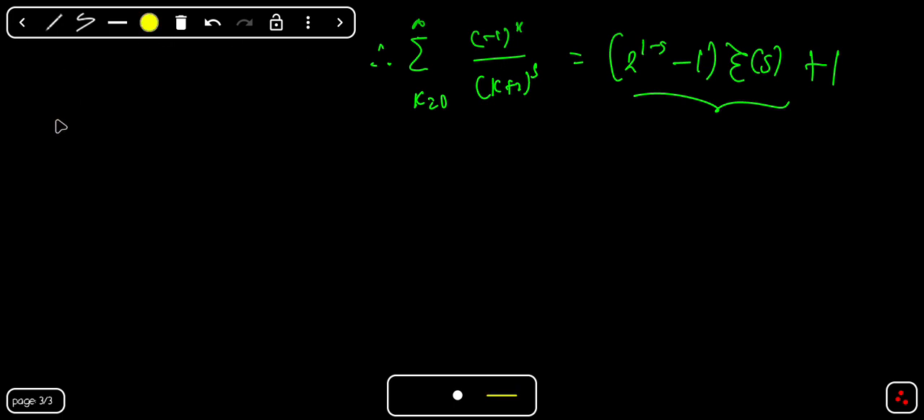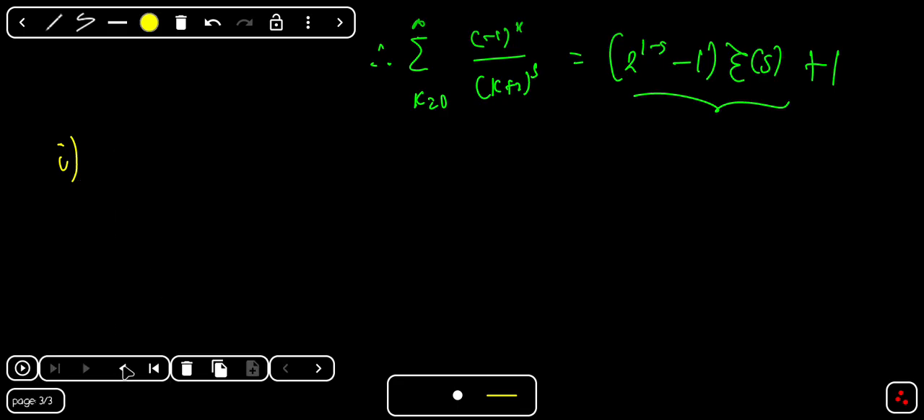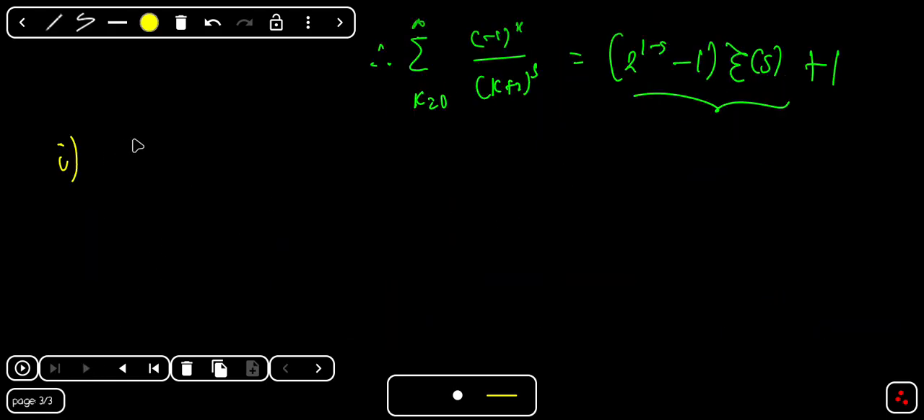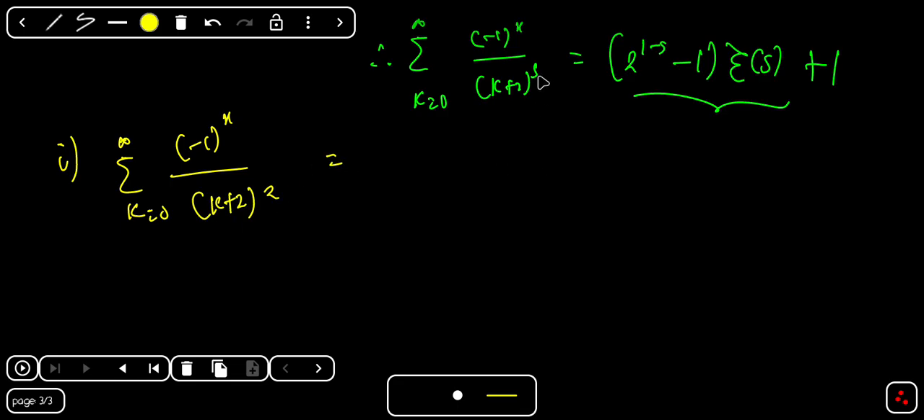All right, we have some additional problems. The first one, let's check. I'm going to solve the first one, then I'll leave the second one as an assignment for you guys to try. Okay, so we have the sum of k from 0 to infinity of minus 1 raised to the power of k, then over k plus 2, then raised to the power of 2. All right, in this case, just set s to be 2. So if s is equal to 2, we're going to have 2 raised to the power of 1 minus 2 minus 1, then multiply by zeta of 2, then plus 1.